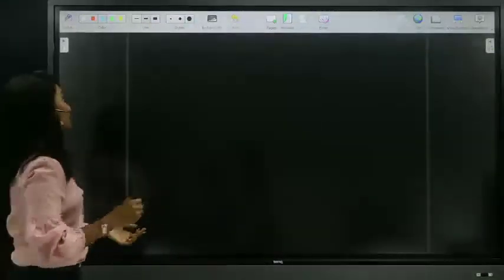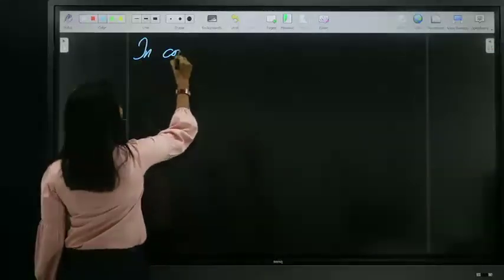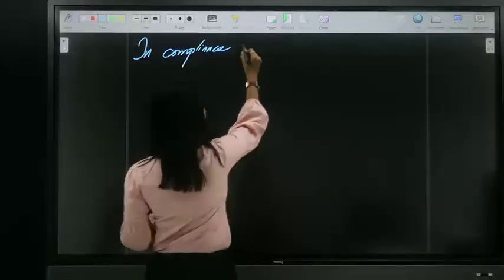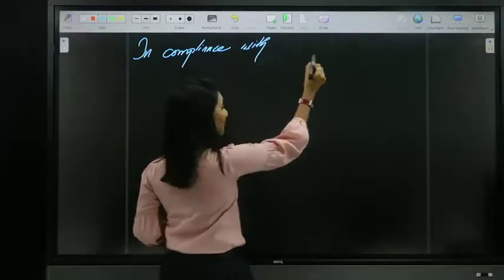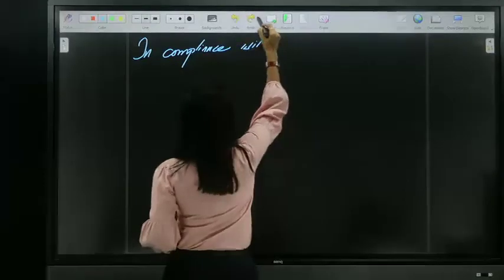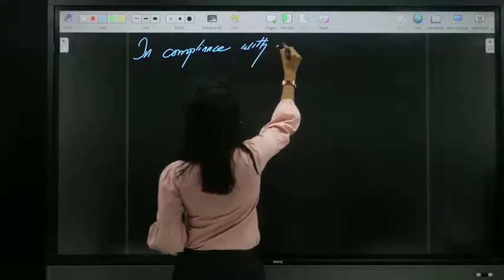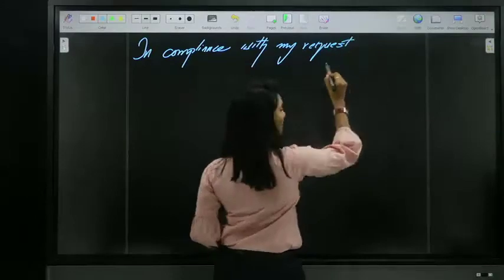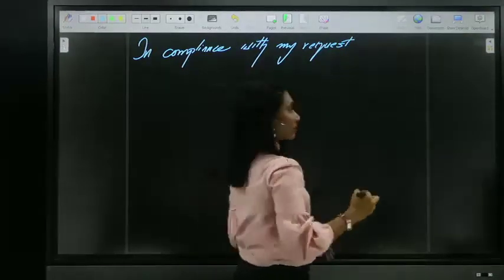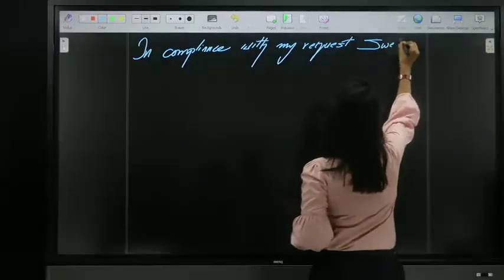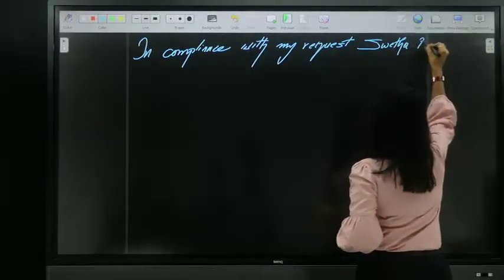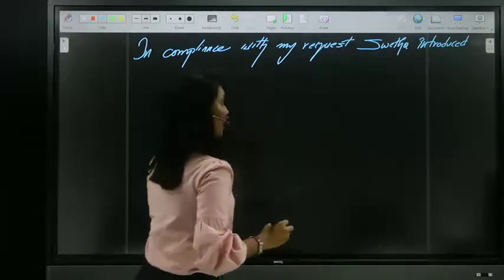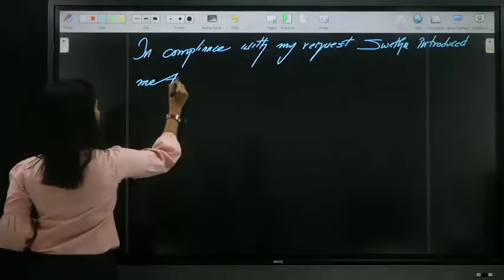So, our next sentence is: "In compliance with my request, Shweta introduced me to" what does it mean? In compliance means in agreement with my request.